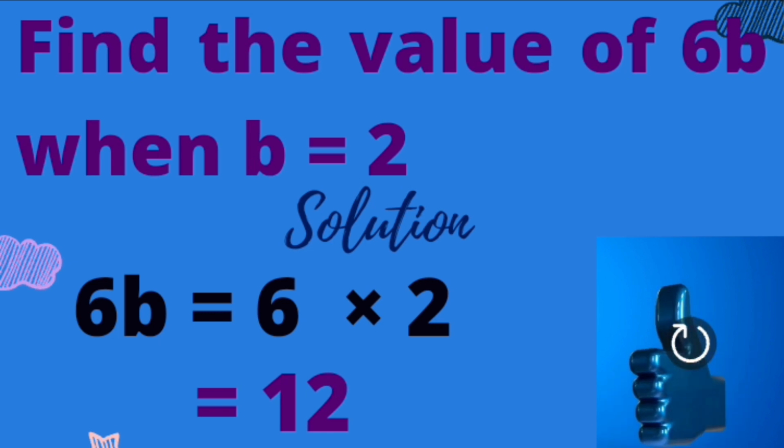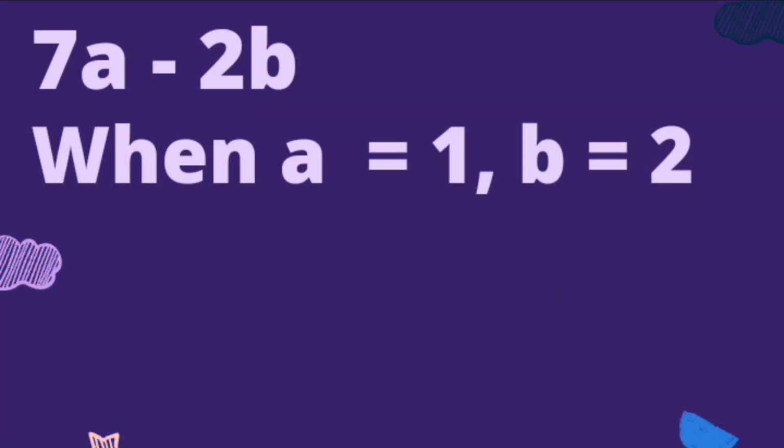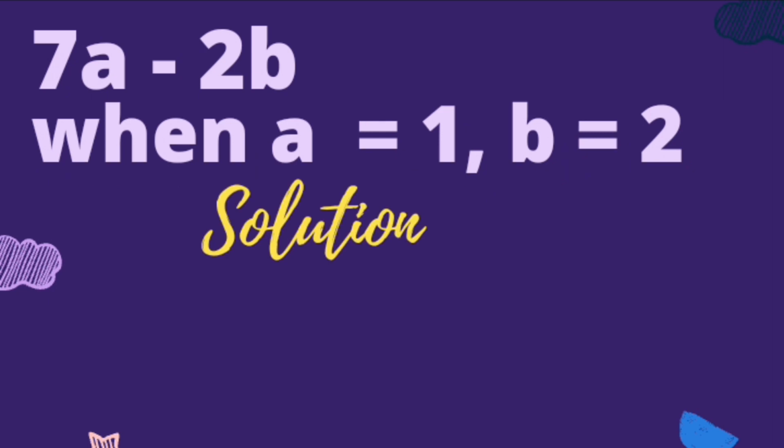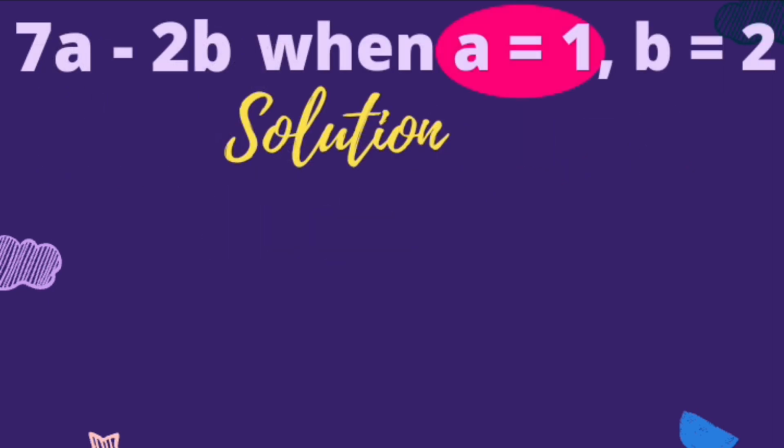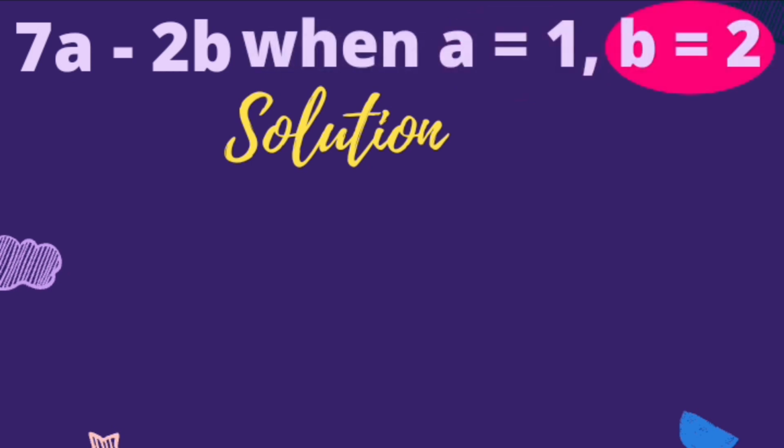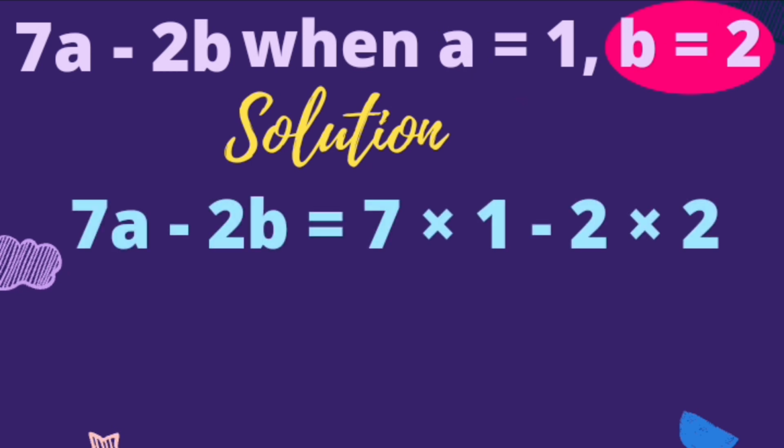Here is another example. Find the value of 7a minus 2b when a is equal to 1 and b is equal to 2. Notice that a is equal to 1. So, we would replace a in 7a minus 2b with 1. Similarly, b is equal to 2. We'll replace b with the value 2. Therefore, our result will be 7a minus 2b equal to 7 times 1 minus 2 times 2.